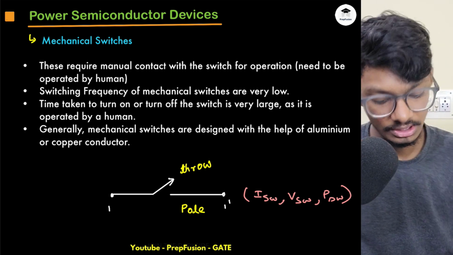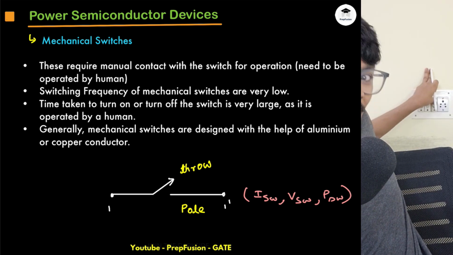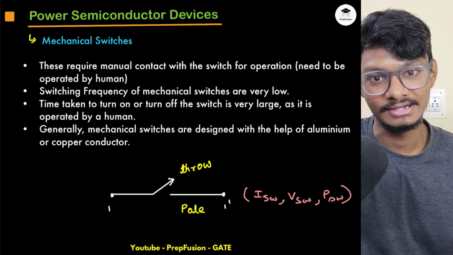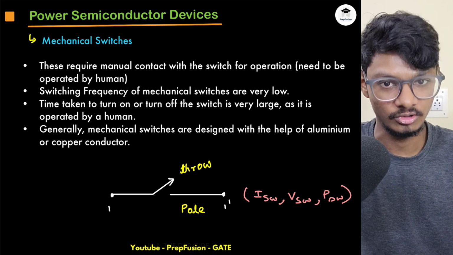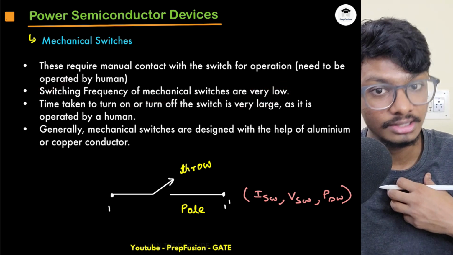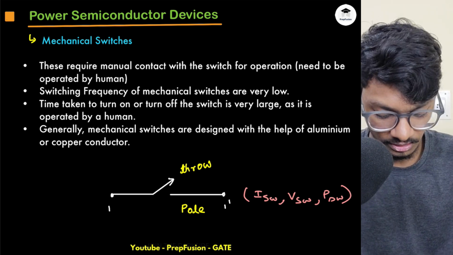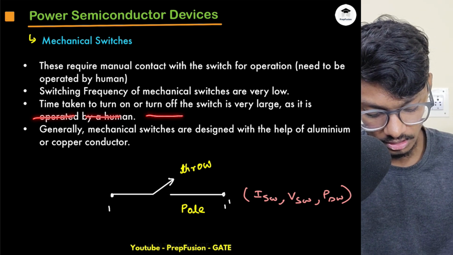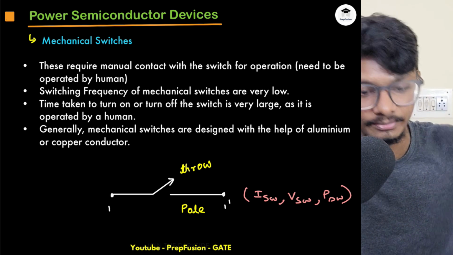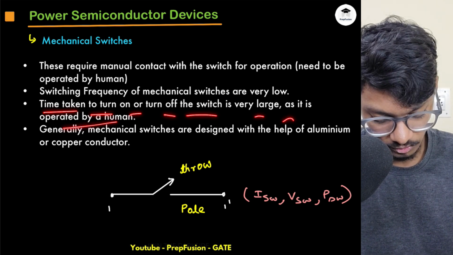If a person is needed, the speed of turning on and off is limited. I can only turn on and off so much. People are not robots, so we have a limited amount of power and energy. So the switching frequency of mechanical switches is very low, because they have to be operated by a person, who doesn't have machine-like hands that can turn on and off very fast. The time taken to turn the switch on or off is also very large, as it is operated by a human.